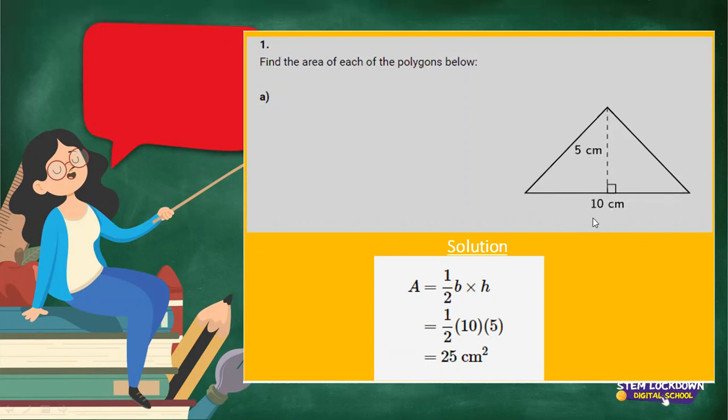So half times 10 times 5. Half times the base, half times 10 times the height 5. So half times 10 times 5 is 25. Half times 10 is 5, 5 times 5 is 25. So the area of this will be 25 what? Centimeter squared. 25 units squared, centimeter squared.